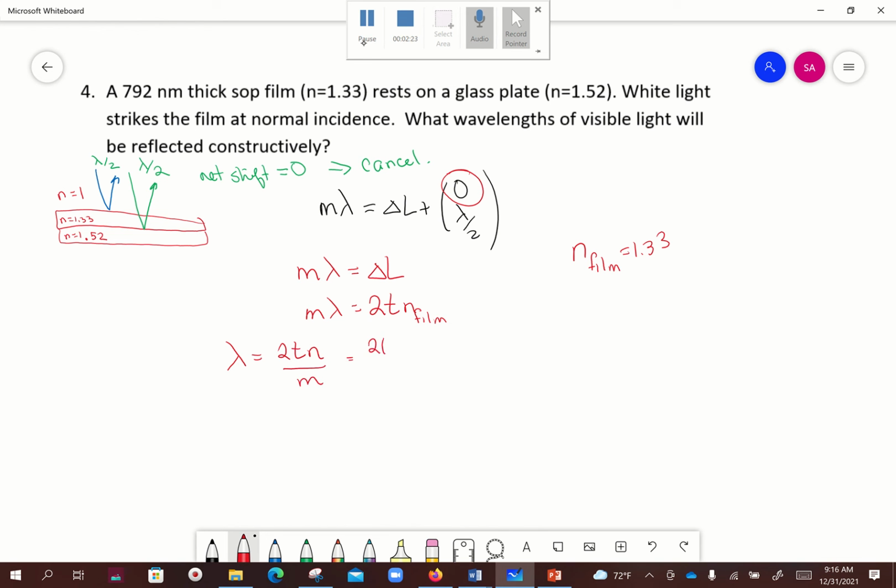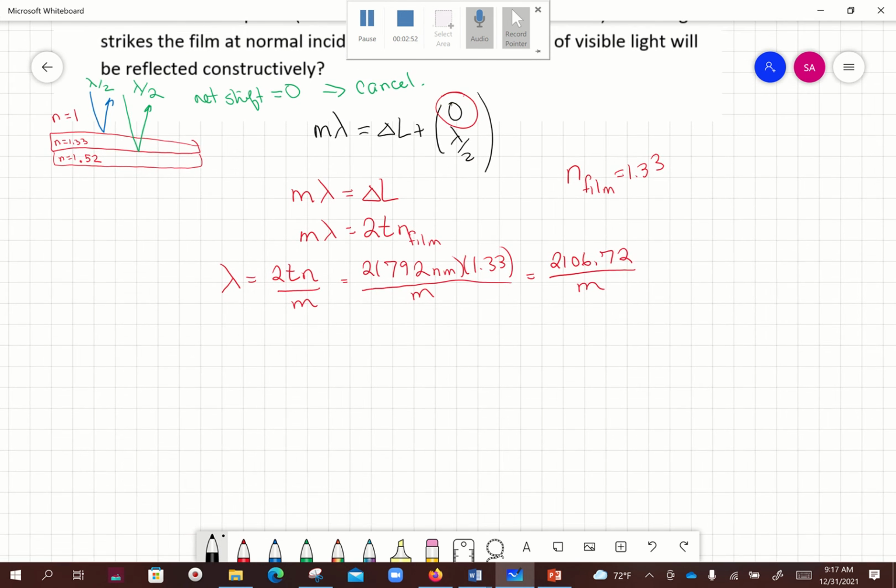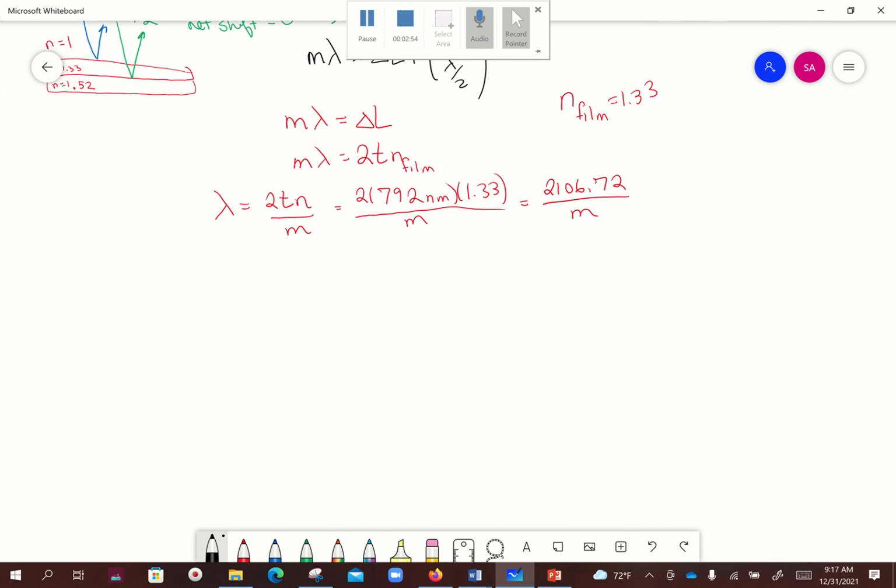So that's 2 times, now the thickness is 792 nanometers. Index of refraction, we're still soap, so it's 1.33 divided by m. If I multiply all those numbers on top, I get 2106.72 divided by m. So I'm going to do just the same things that I did for the previous problem and try and find m values for which the wavelengths are between 350 and 700 nanometers. All right, so I can't put an m equals 0. If I put an m equals 0, I'm going to get an infinite wavelength, right? I can't divide by 0.